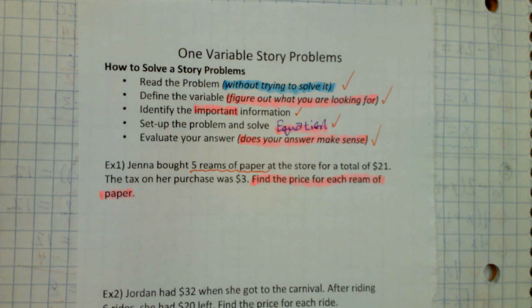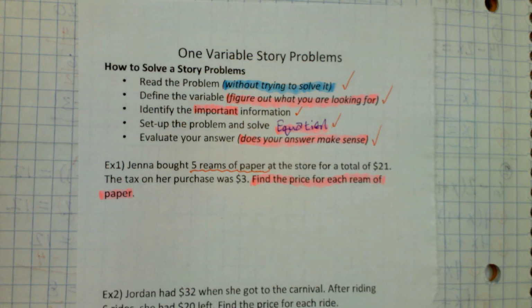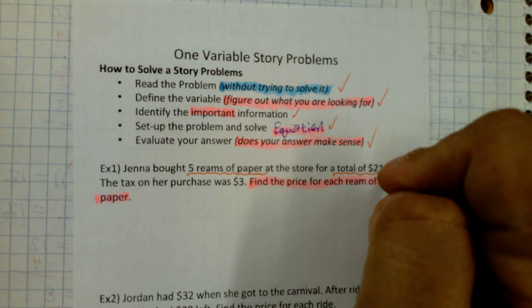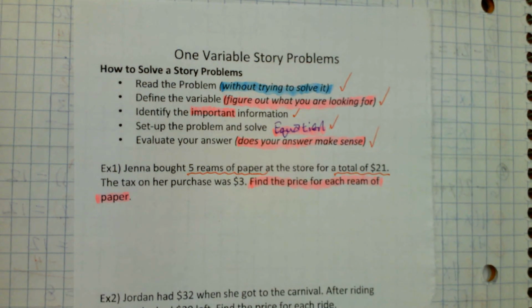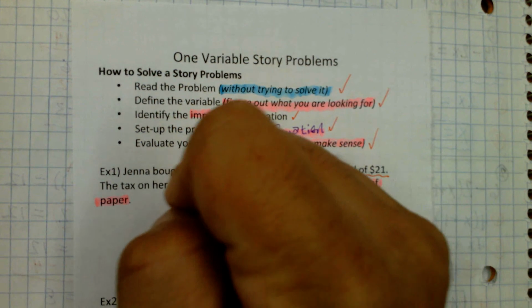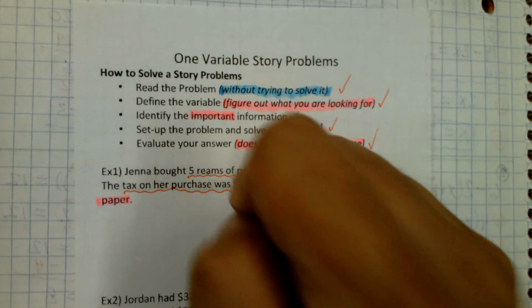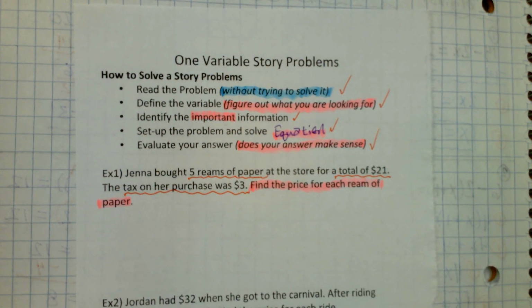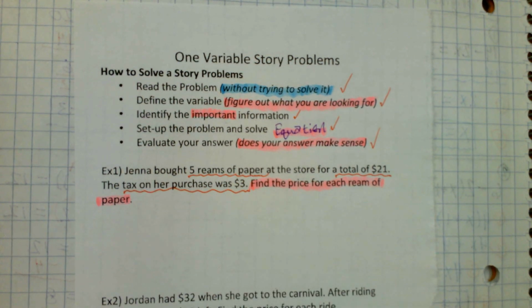All right. At the store for a total of $21. Do you think the total price, the total cost is important? Definitely. And then it says the tax on her purchase was $3. Is that important? Yeah. So we need that. So we have all that information. So we've kind of figured out what's important, what's not.